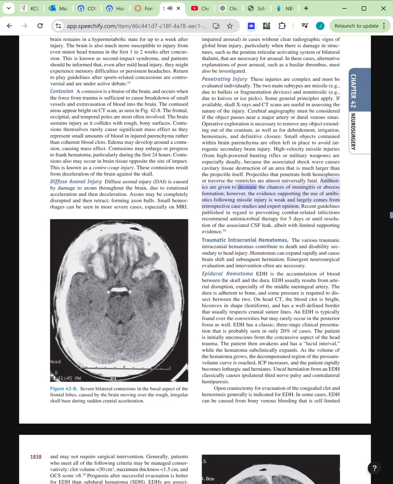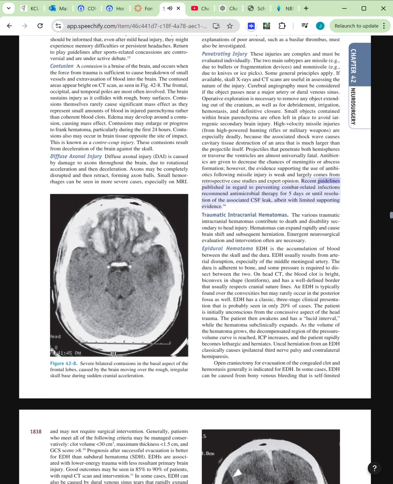Antibiotics are given to decrease the chances of meningitis or abscess formation. However, the evidence supporting the use of antibiotics following missile injury is weak and largely comes from retrospective case studies and expert opinion. Recent guidelines published in regard to preventing combat-related infections recommend antimicrobial therapy for 5 days or until resolution of the associated CSF leak, albeit with limited supporting evidence.